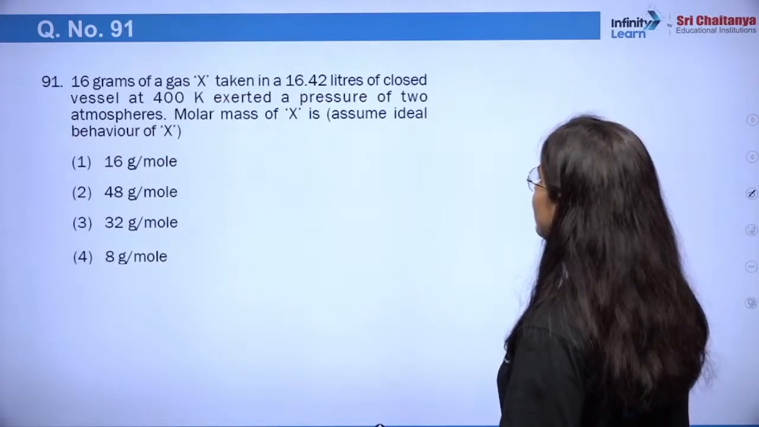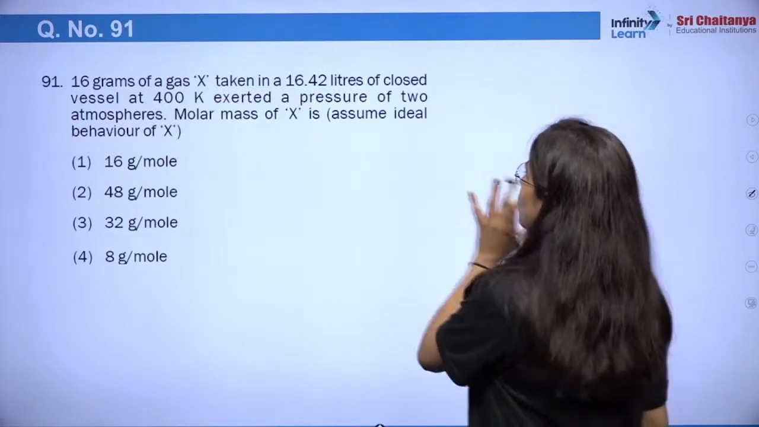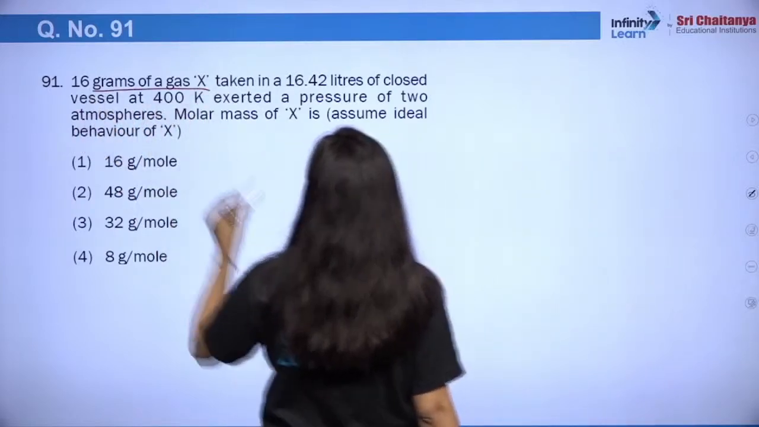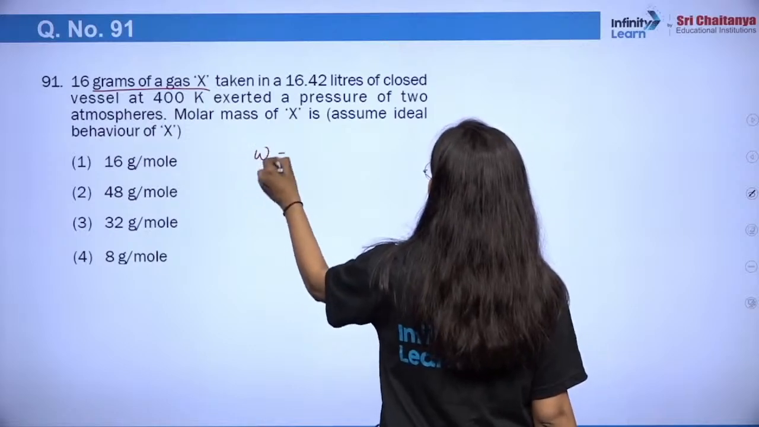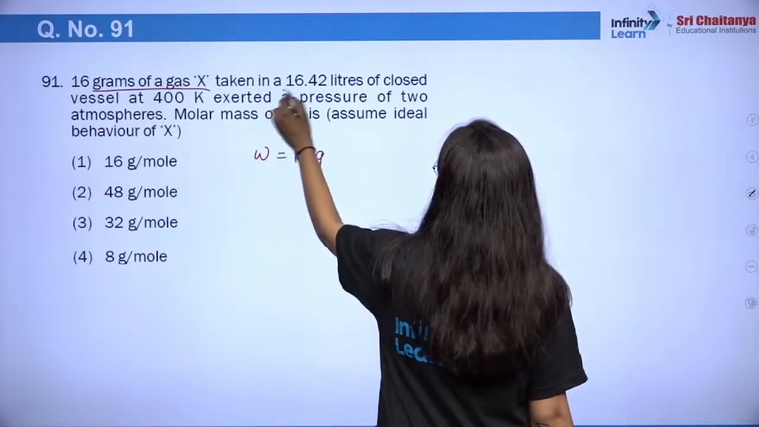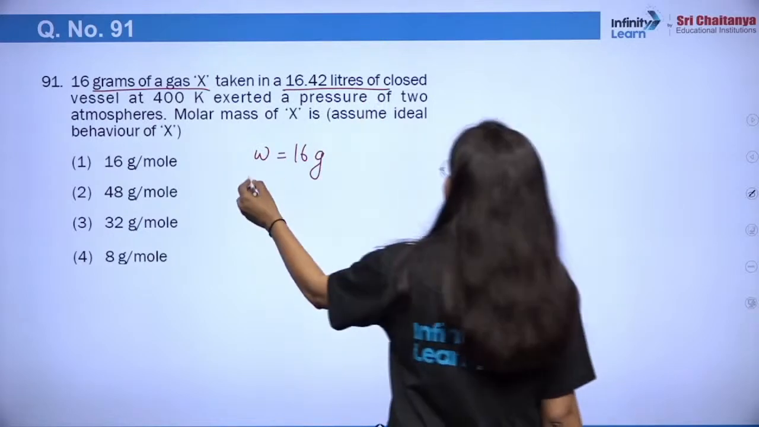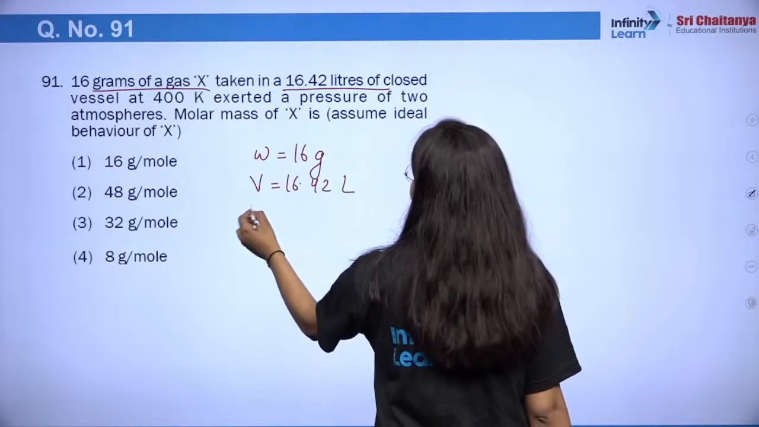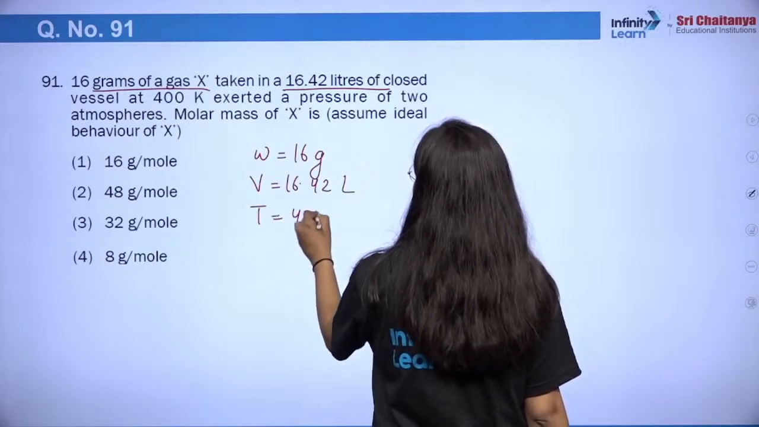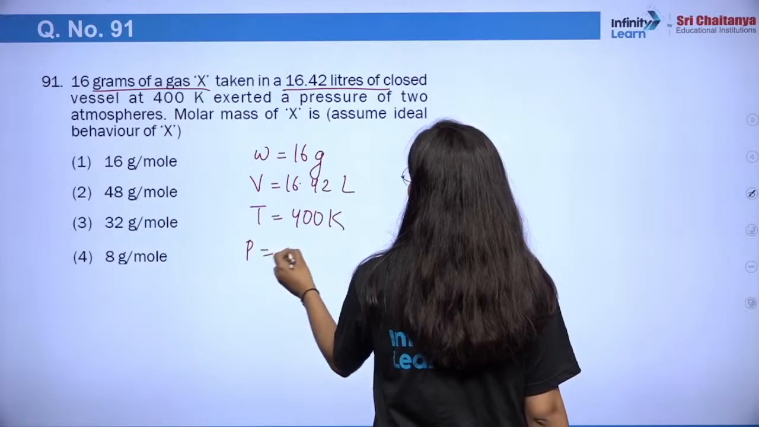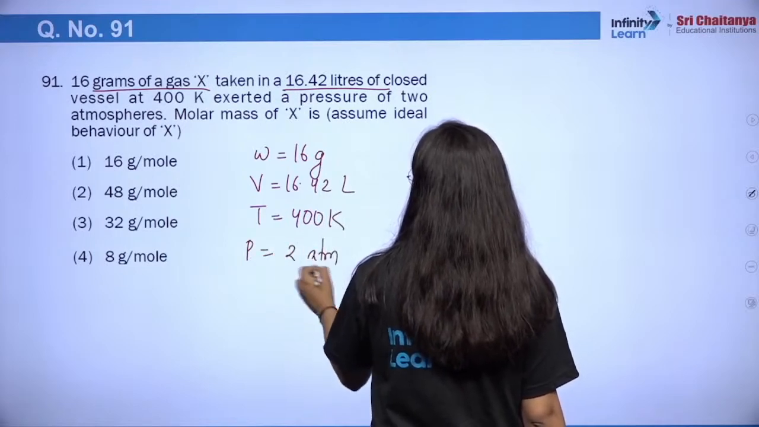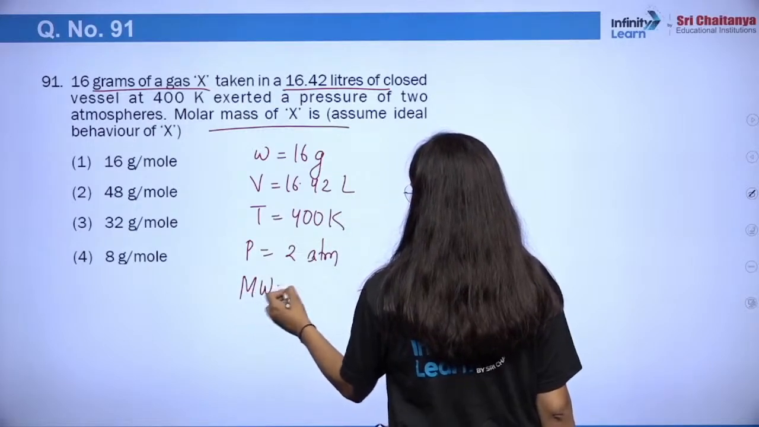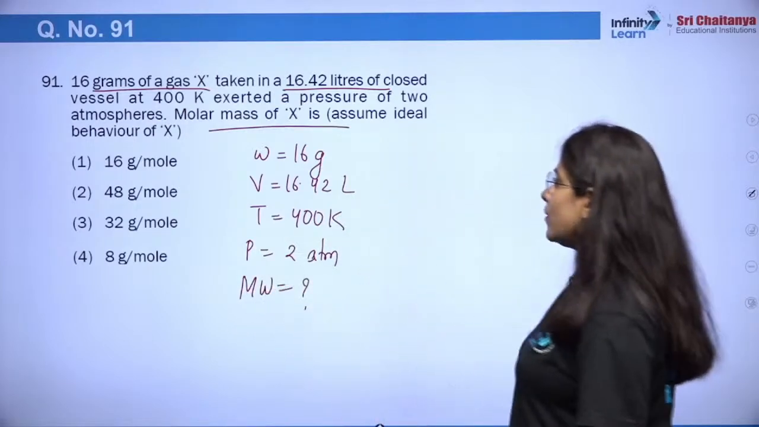16 grams of X taken in this, okay. So let's see, 16 gram of gas X, we are talking about a gas X whose weight is given to us as 16 gram, is taken in a container whose volume is 16.42 liters at temperature 400 Kelvin, exerts a pressure of 2 atm. Molar mass of X is. So very easy question, we need to calculate the molecular weight of X.